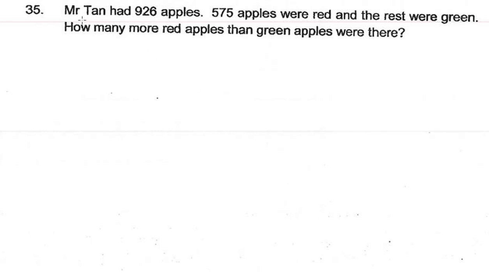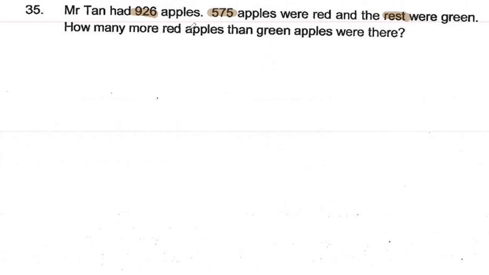25. Mr. Tan had 926 apples. 575 apples were red and the rest were green. So guys, what we need to do is highlight the key number. Like total is 926. Then 575 were red and the rest were green.